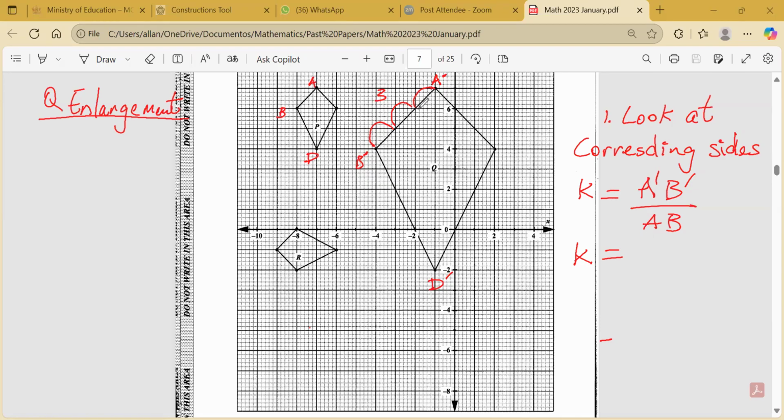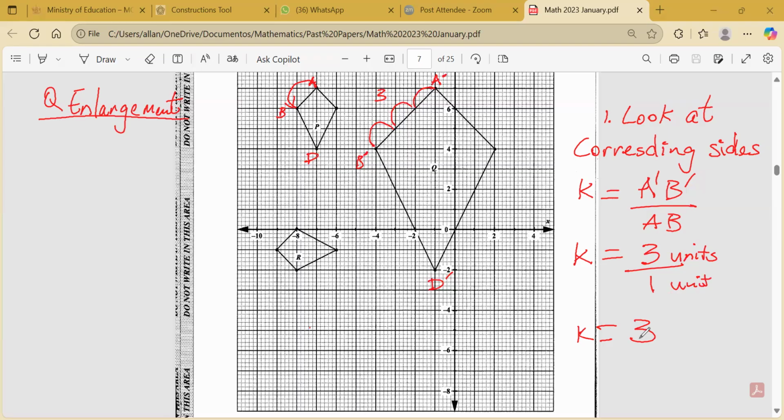Oh, okay. So A prime B prime is three squares diagonally. And you do the same thing for AB. So A prime B prime is 3 units. So you look for AB, which is only one unit length. And so K is equal to 3. 3 divided by 1 is 3. There's another way to work it, but I'll show you that shortly.